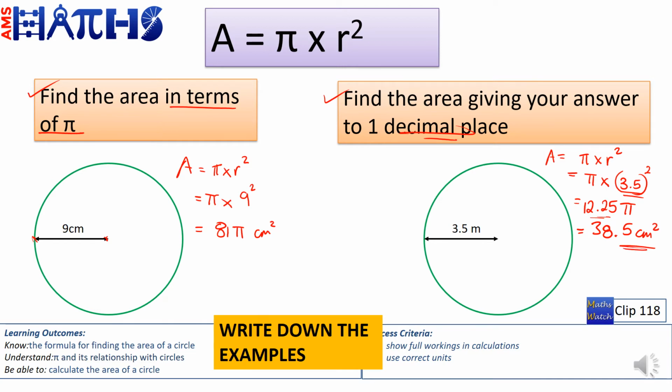Okay, so we have found the area of circles and our radius is given, so all we need to do is put in the radius and square that. All right.